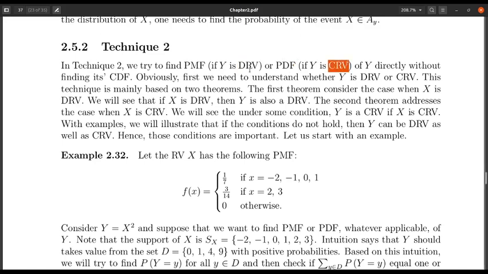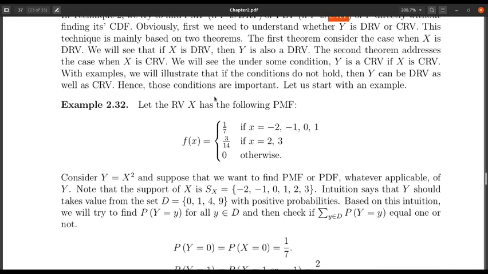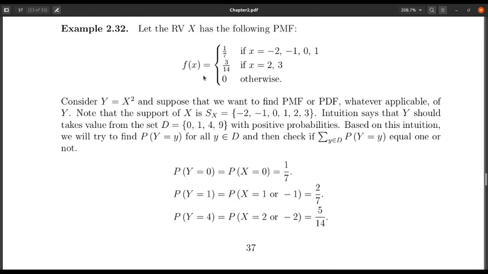And not only that, we have to use this technique in a different way for two different kinds of random variables. Here our aim is to find the probability mass function or probability density function of y without finding the cumulative distribution function of y. So we will try to find the PMF or PDF directly.